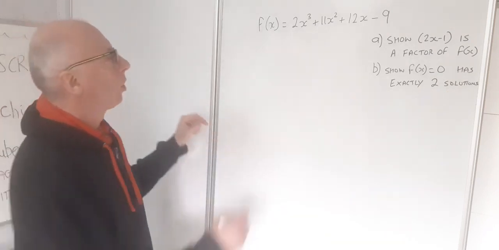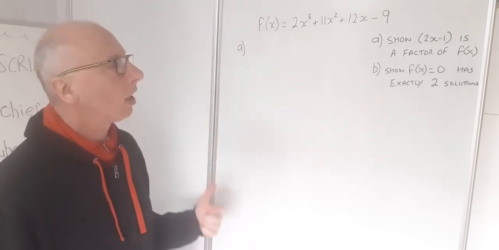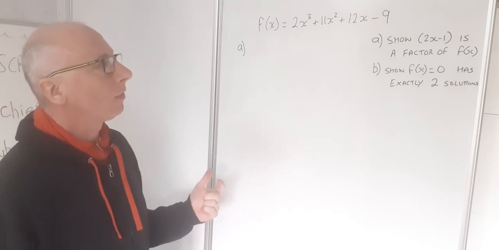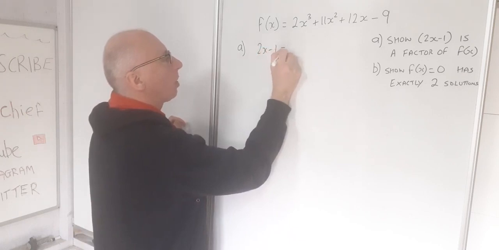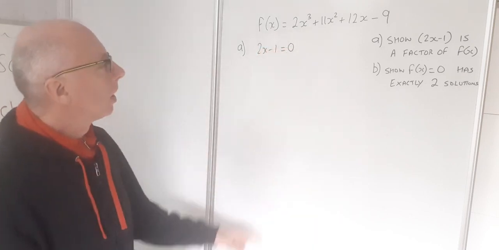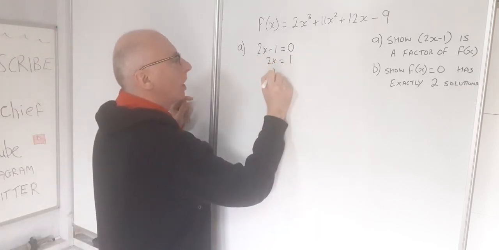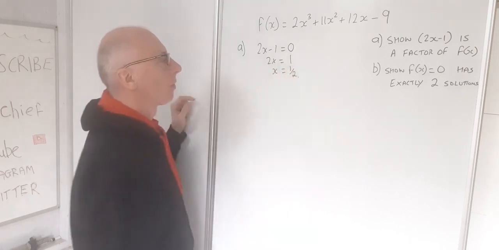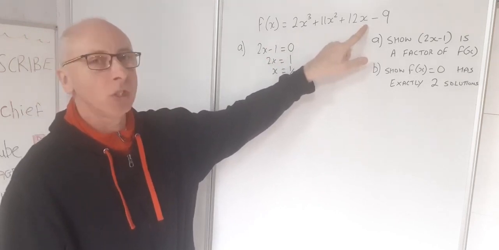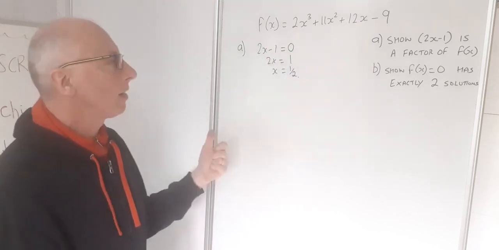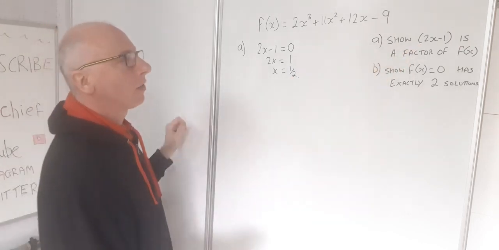Okay, so let's go for part A first. So we want to show 2x minus 1 is a factor of our function. Now, for 2x minus 1 to be a factor, we need 2x minus 1 to be equal to 0. So if we solve for x, we'll have 2x equals 1, therefore x equals a half. Now, if we plug in a half into this, we should be able to set it to 0. So let's test that. And when we've done that, if that is correct, we have shown that 2x minus 1 is a factor of the function.